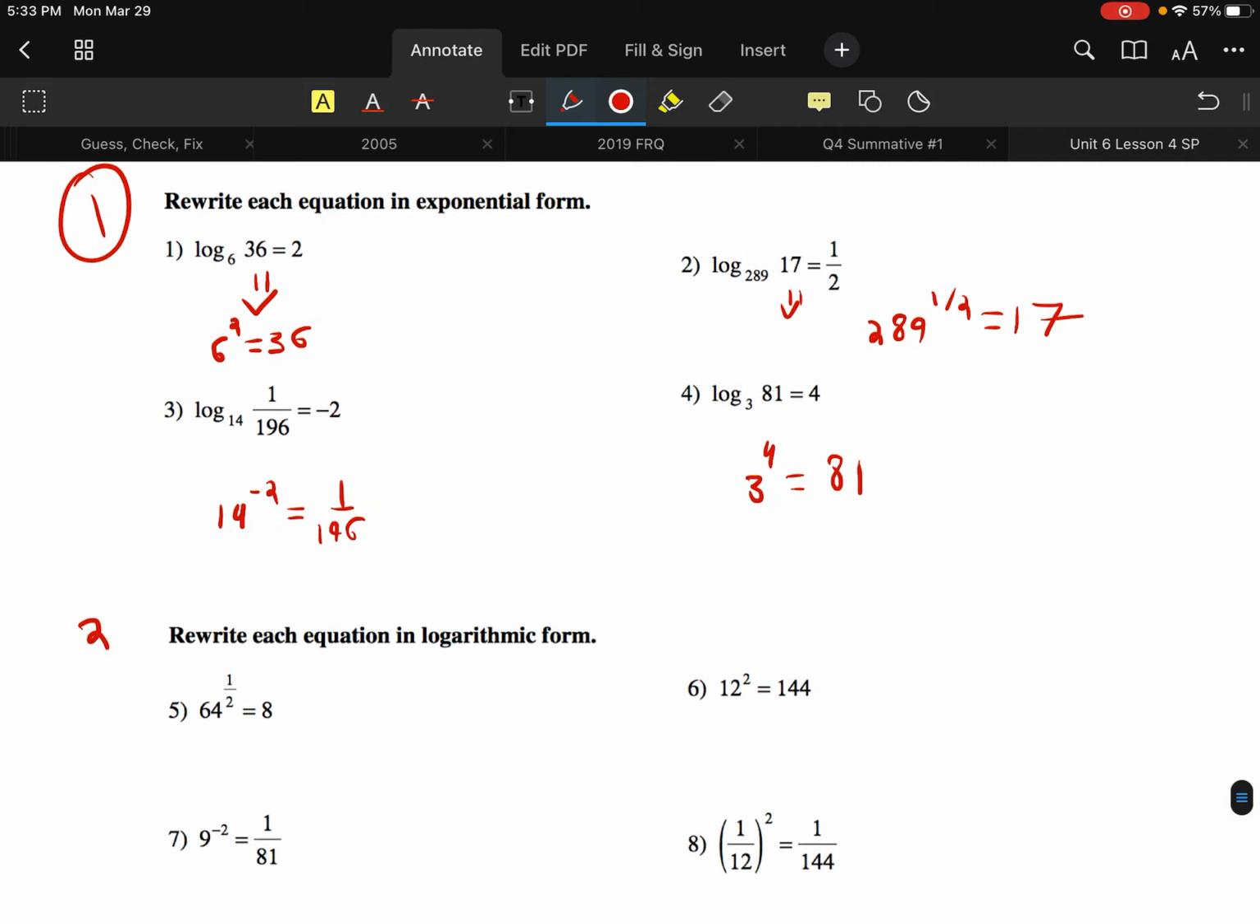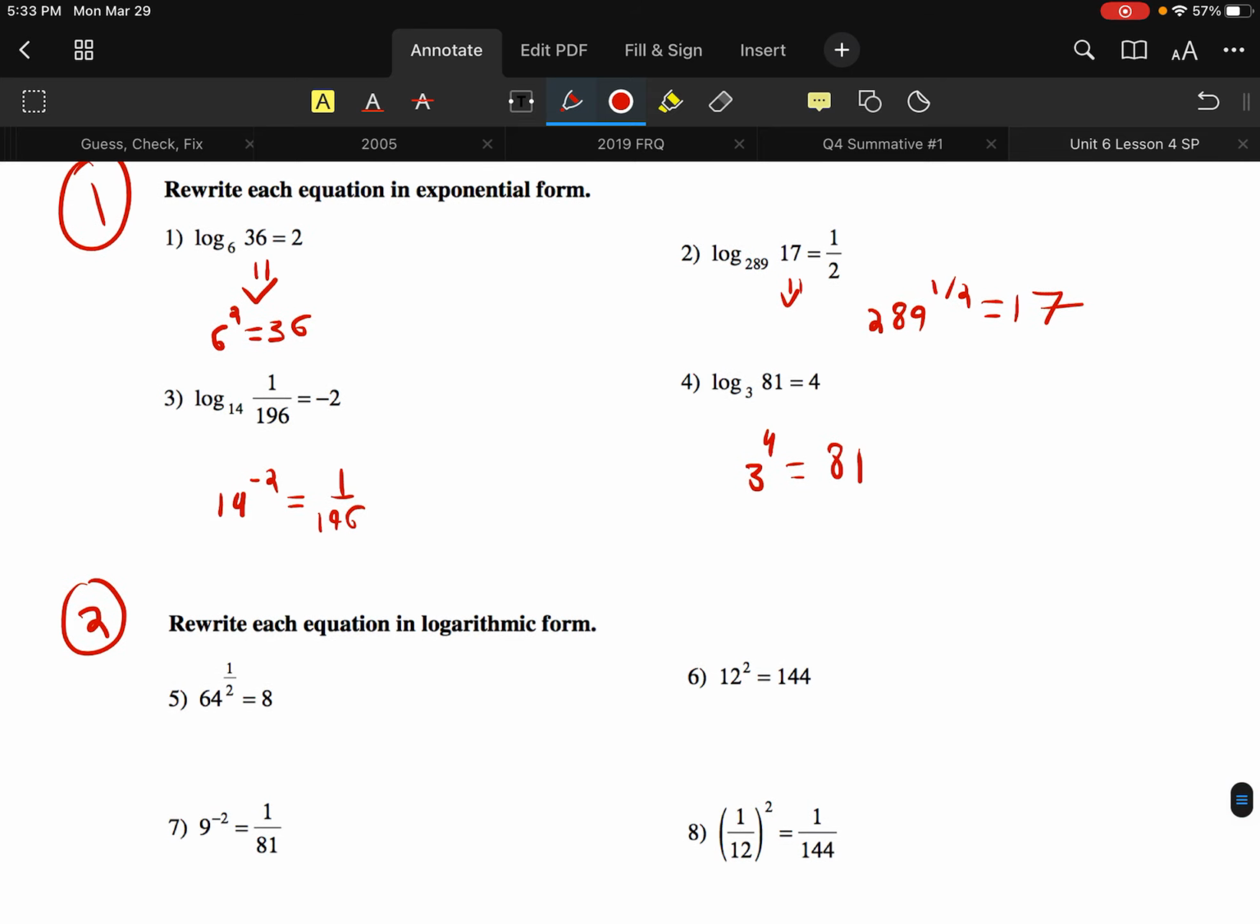A little bit harder, because it's harder to check these, is going into logarithmic form. And so the log, what's our base? 64. What do we want to know? When 64 to some power will be 8. And what's the answer? 1/2, because 64 to the 1/2 power is 8. These are things you all know. It's just getting used to this notation.